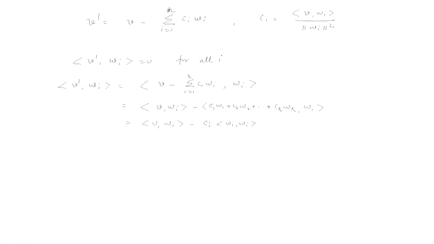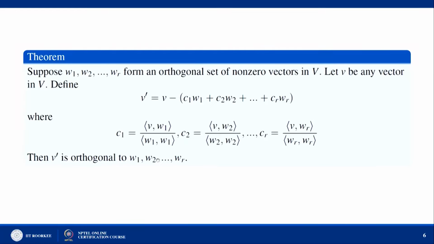Now this is v comma wi minus ci, which is given by this expression. When you substitute it over here, this cancels out and this is 0. So we have shown that the inner product of v dash with wi is 0 for all i, because i is arbitrary; you can put it 1 or 2 or any i. Hence we have shown that v dash is orthogonal to wi.